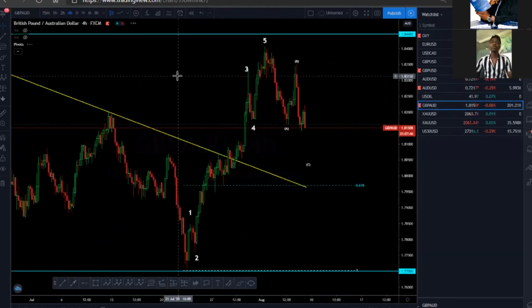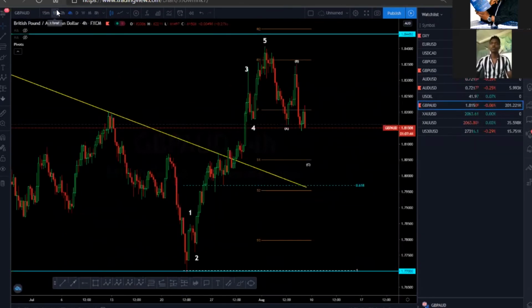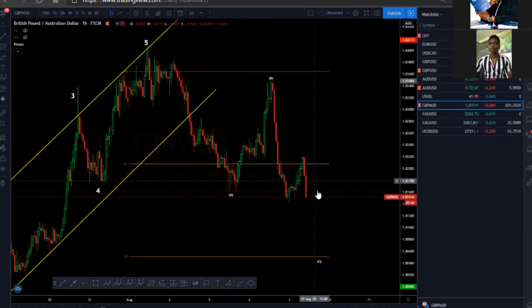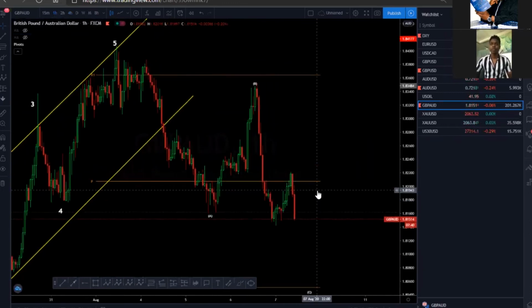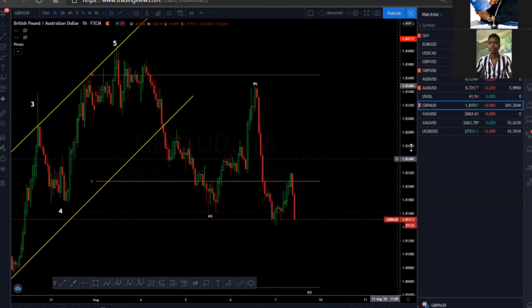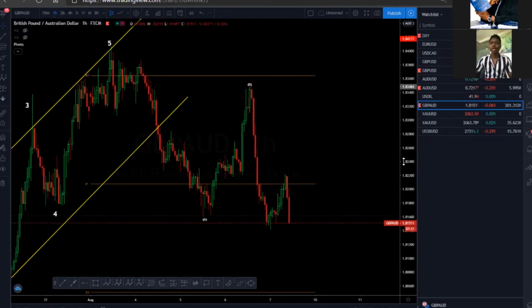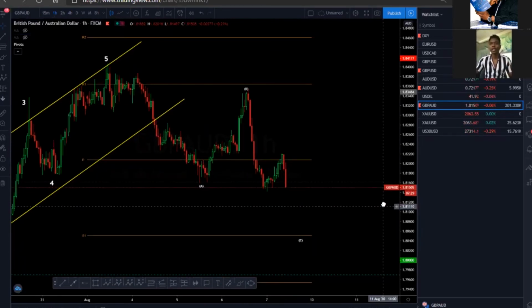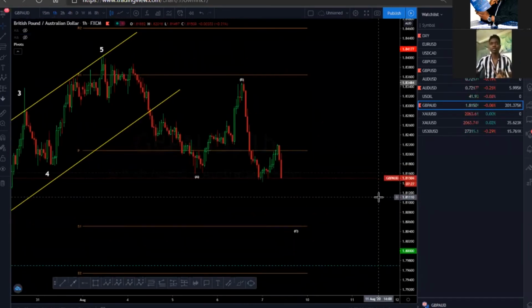GBP AUD is what I've told you. I'm currently short, so that's my trade for today, and it seems it's going quite well. I think I've risked about $60. I never look at how much money I'm going to make, so I mainly pay attention to how much risk I have. I don't know how much money I'll make.